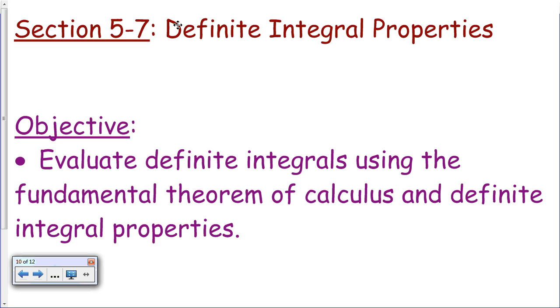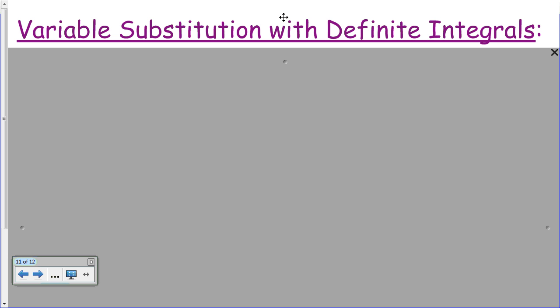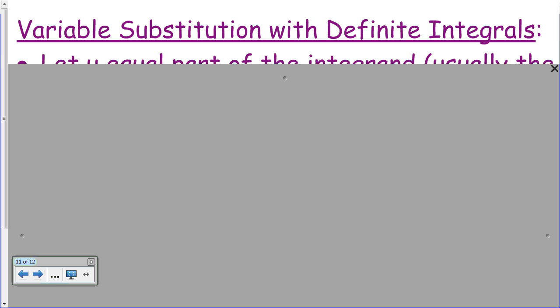The second half of this section here, I just want to go over the variable substitution technique that you saw with indefinite integrals and how we can use that to help us evaluate definite integrals. All right. So here's the variable substitution with definite integrals. Sometimes we call it a u substitution because we usually use the variable u as our variable of choice.